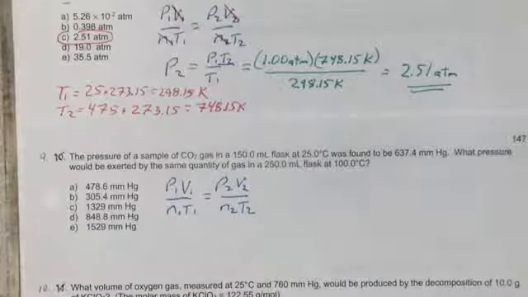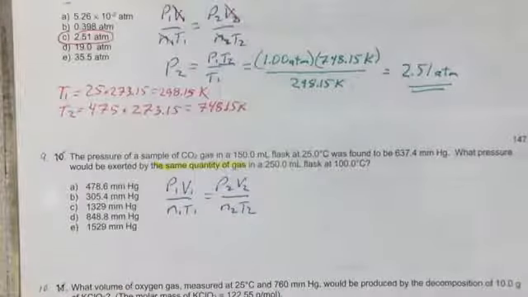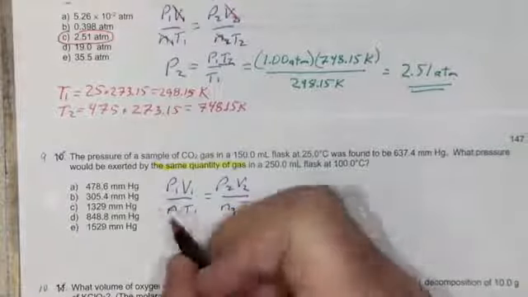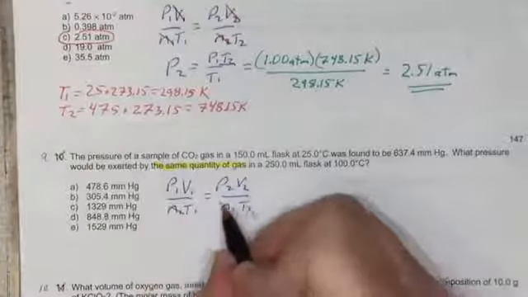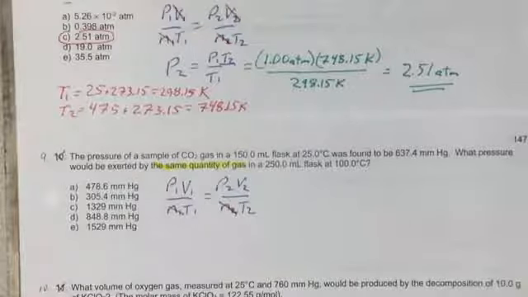Well, this says the same quantity of gas. That means the number of moles is the same in both cases. So the number of moles under condition 1 is equal to the number of moles under condition 2. That's a constant. You can cancel it out.